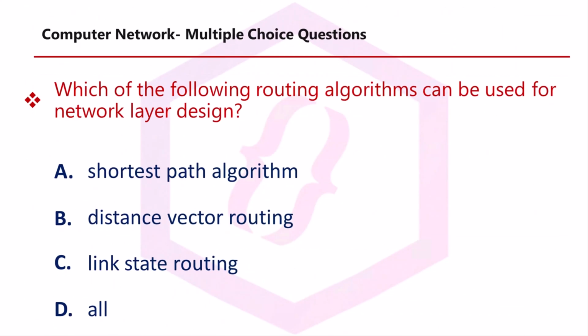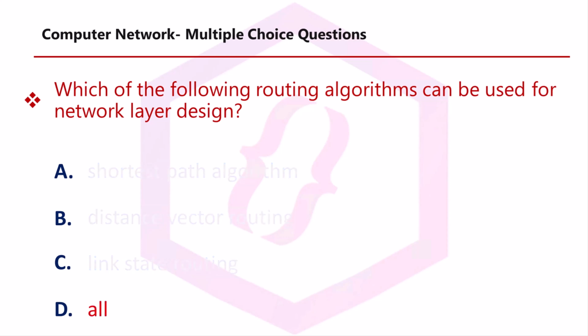Which of the following routing algorithms can be used for network layer design? Option A, shortest path algorithm. Option B, distance vector routing. Option C, link state routing. Option D, all. And the correct answer is option D, all.